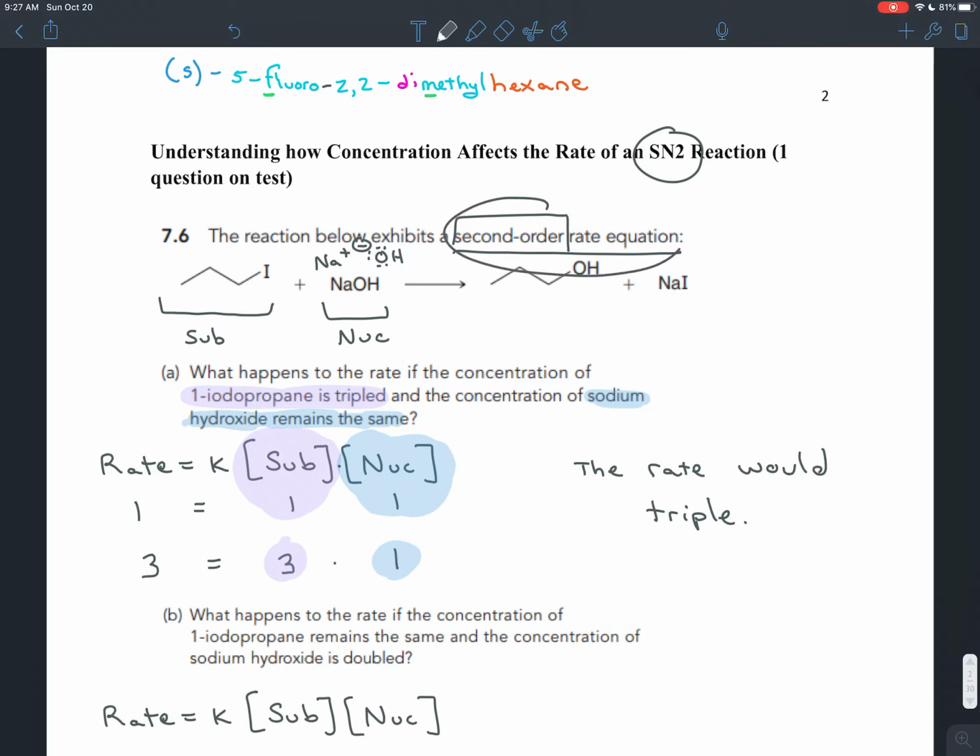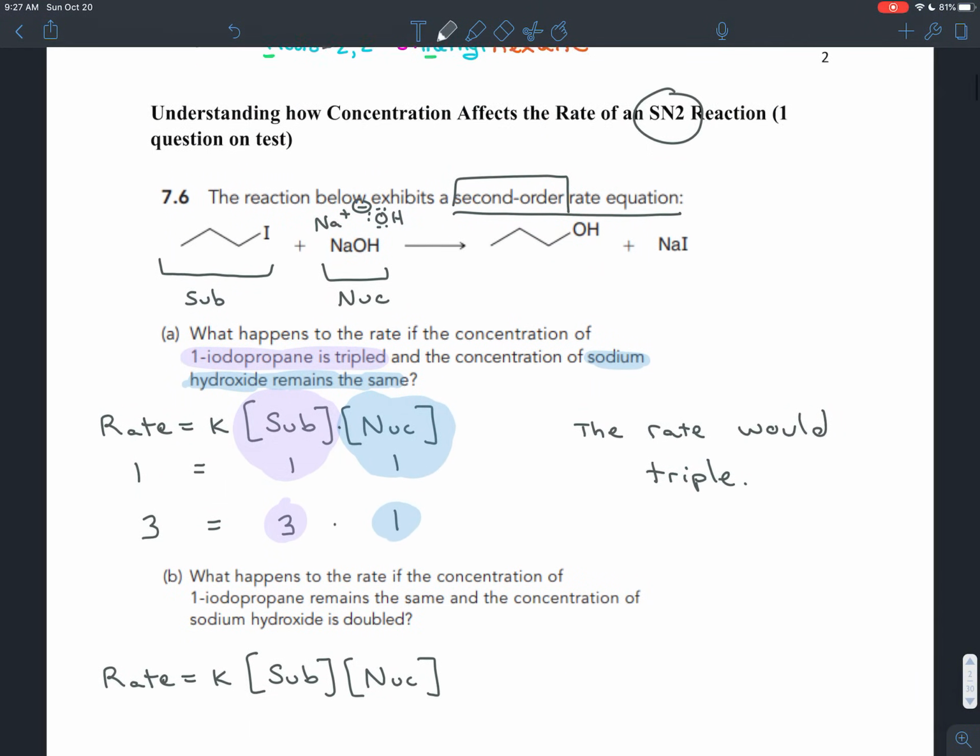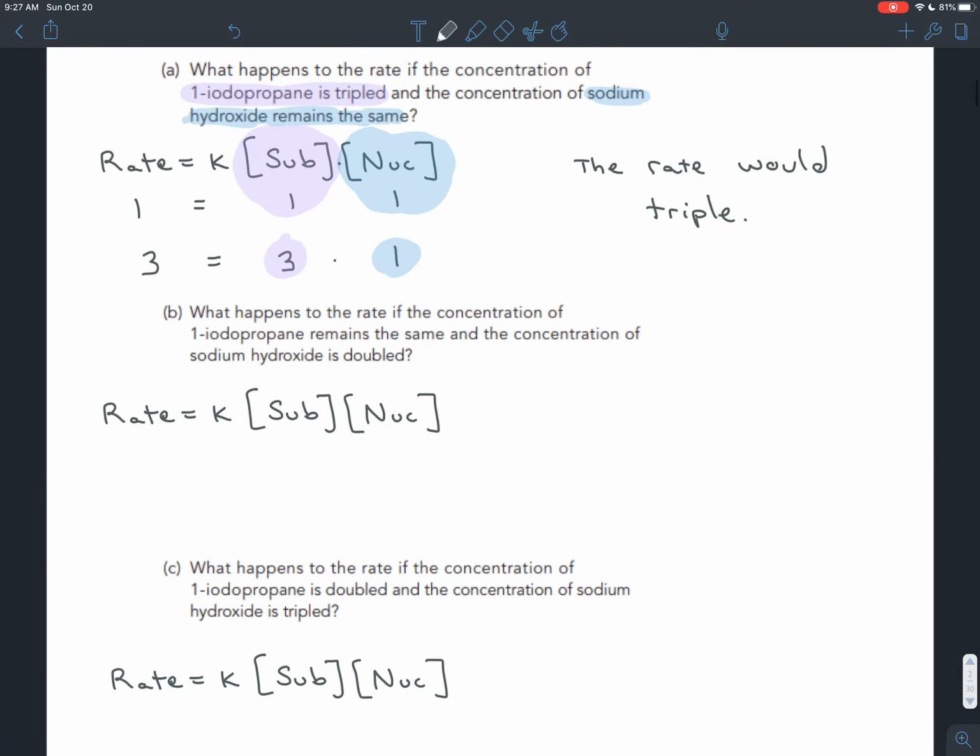For B, again, in all of these we're dealing with a second order rate equation. That means they're all going to be SN2. And for an SN2, the rate depends both on the substrate and on the nucleophile, because the nucleophile is involved in that rate limiting step, that first step. You have nucleophilic attack and loss of a leaving group. Both the substrate and the nucleophile are involved. So we're going to compare everything to a case where the concentrations are just 1, and so the rate is just 1.